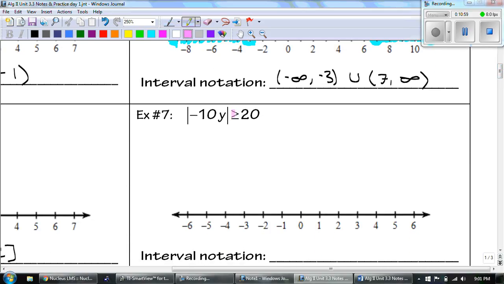Okay, so remember, look at the sign greater. The absolute value is all by itself. So we have -10y is greater than or equal to 20. That's our first one. And the -10y is less than or equal to -20. I'm just going to move this guy over a little bit. And then I'm going to write my or.